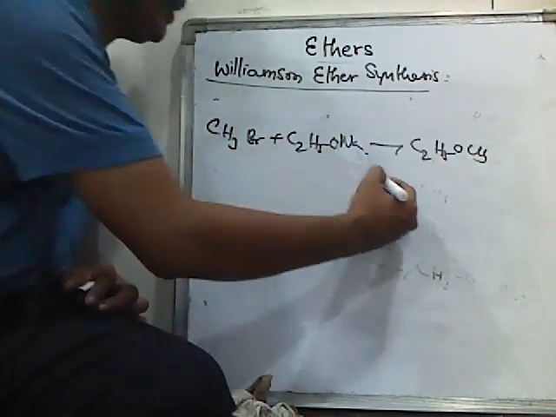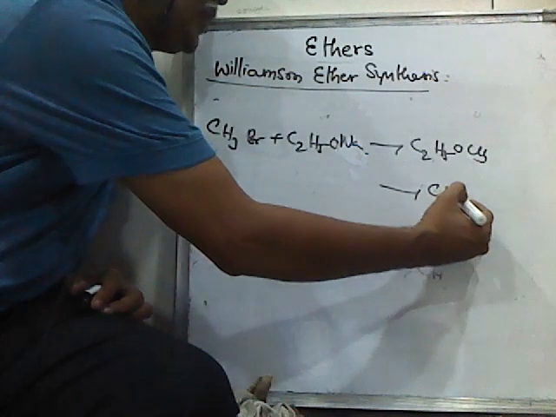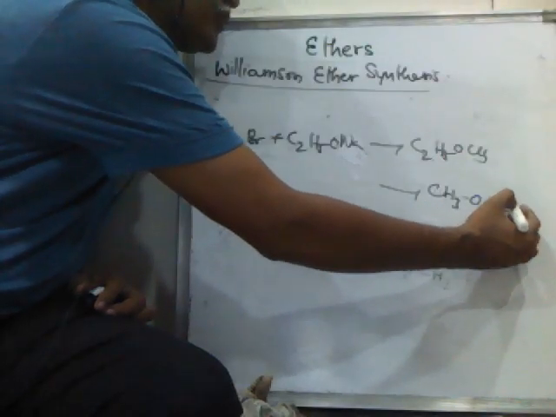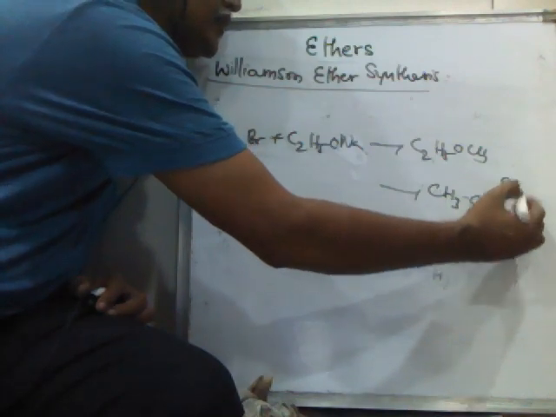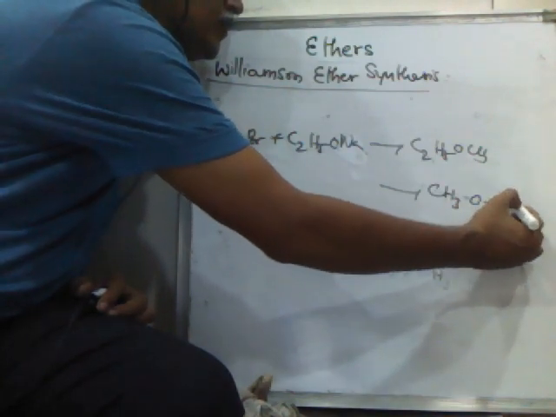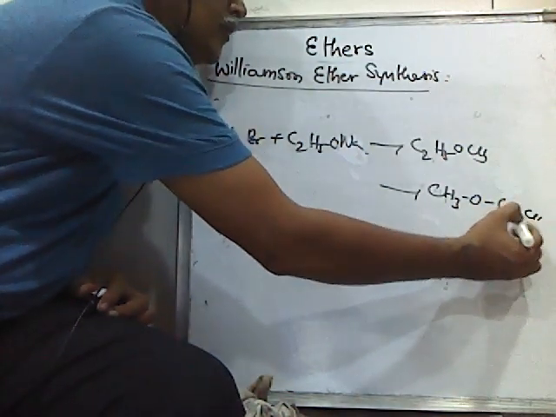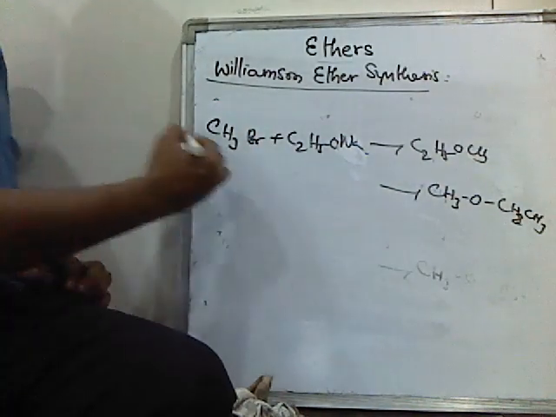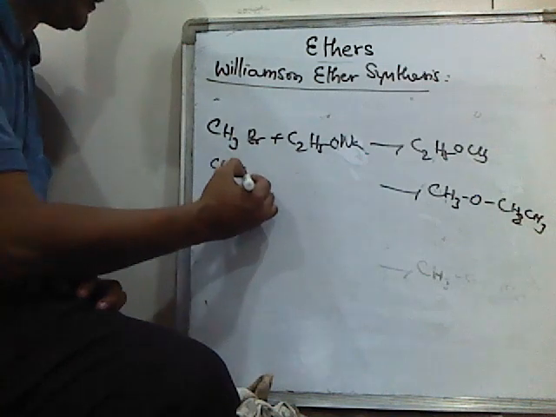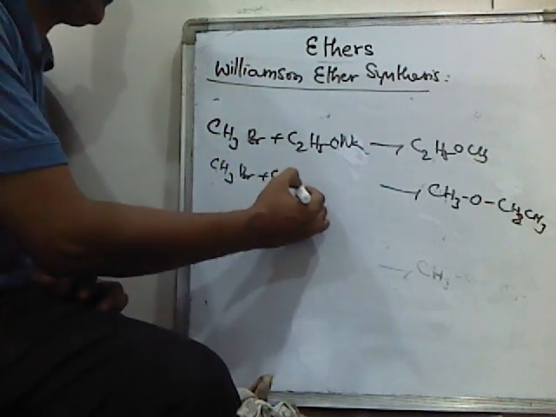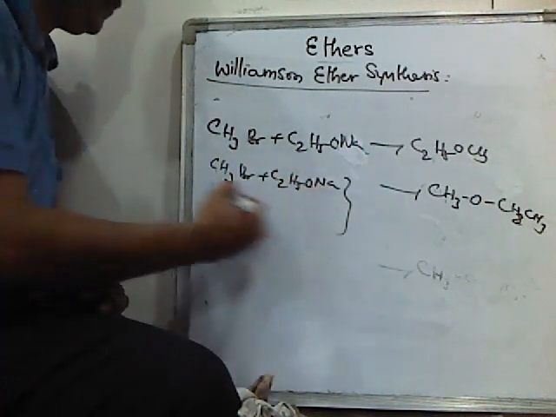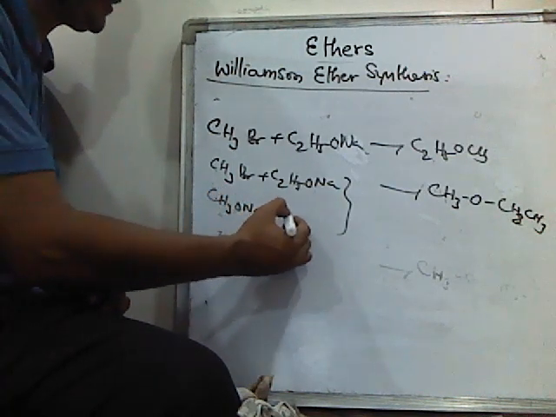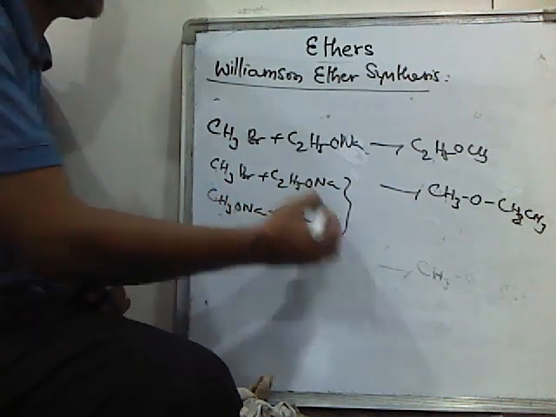Suppose they ask you to prepare an ether like CH3OC2H5. Now what are the reactants? Then we may write CH3Br plus C2H5ONa, or CH3ONa plus C2H5Br.